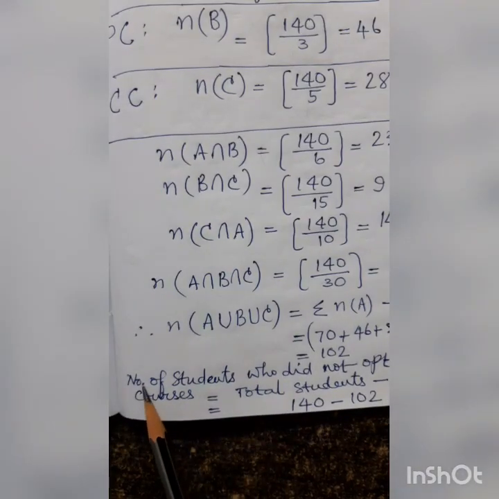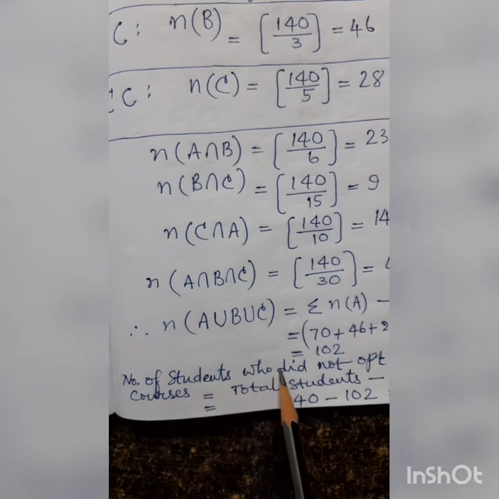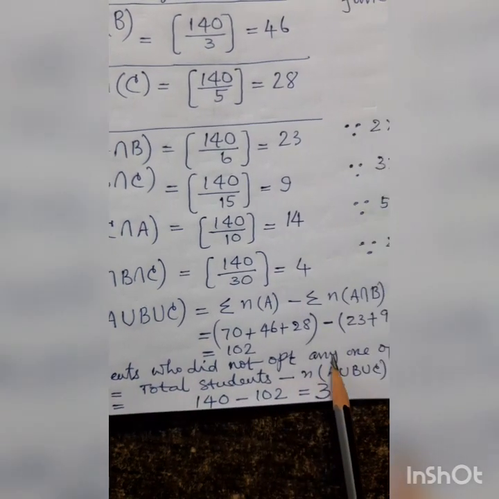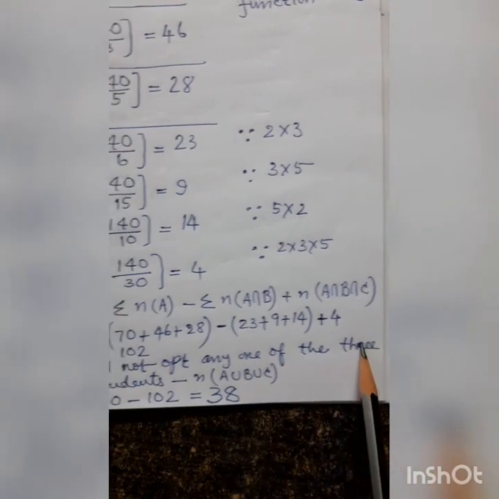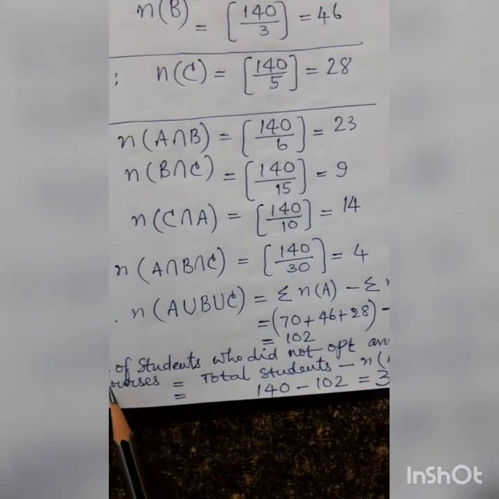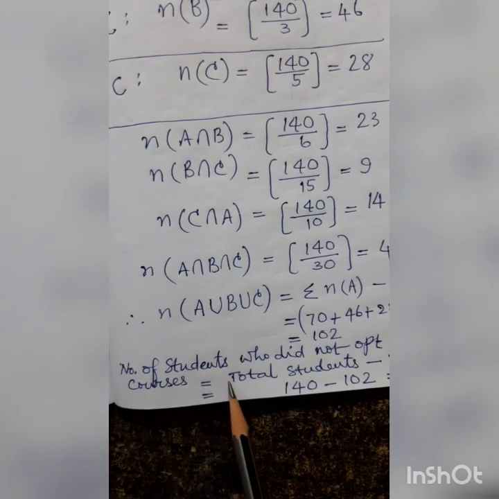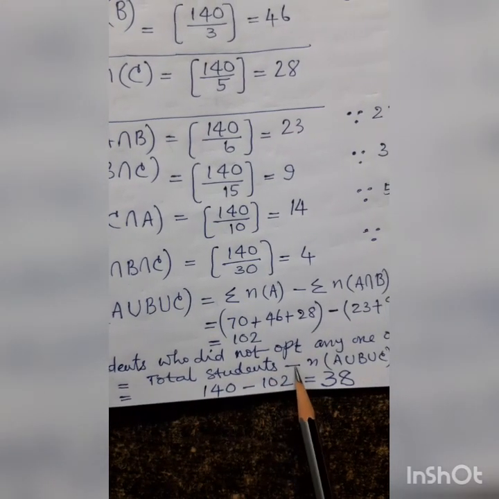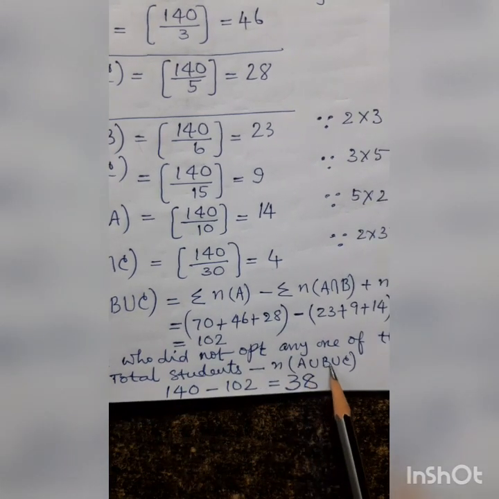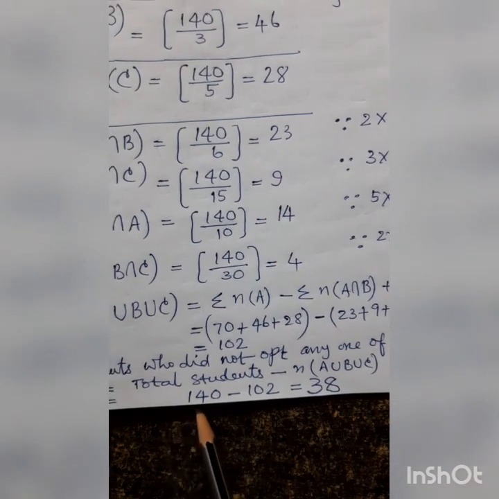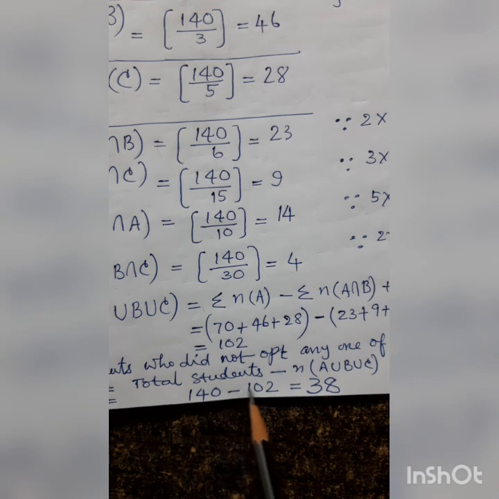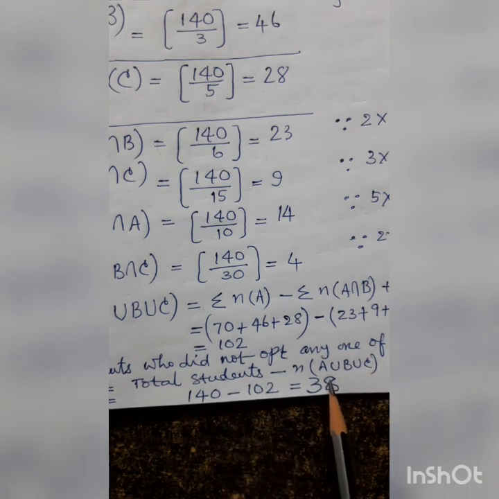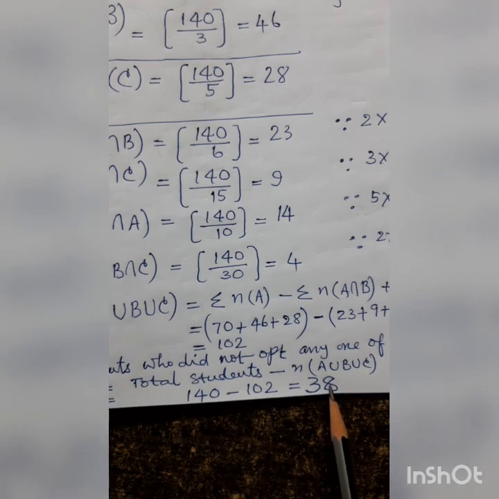What is the question? The number of students who did not opt for any one of the 3 courses equals total students minus N of A union B union C, that is 140 minus 102 equals 38. This is our right option.